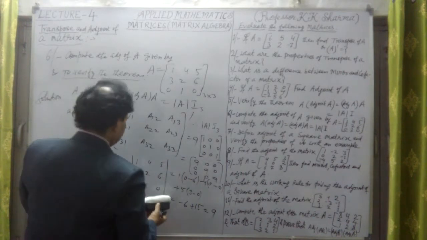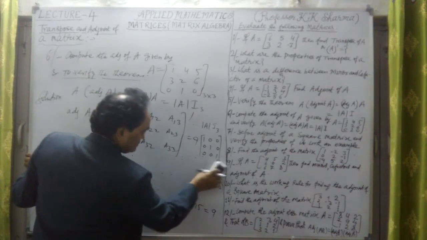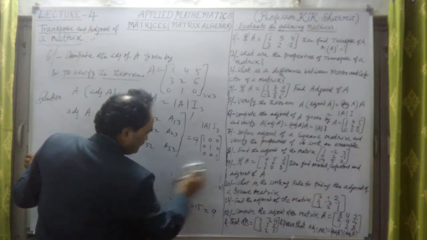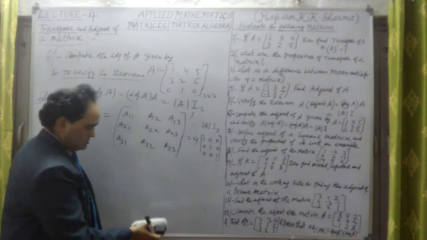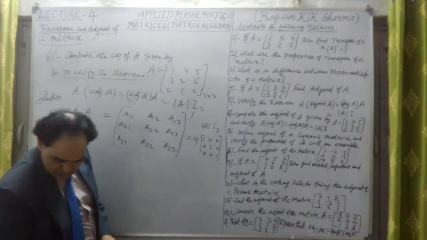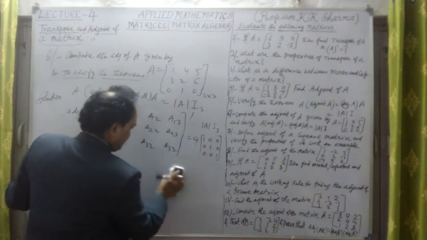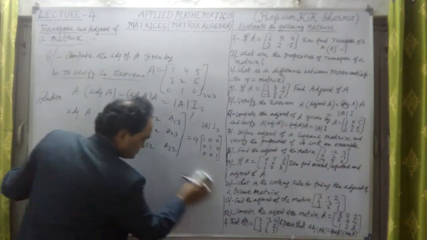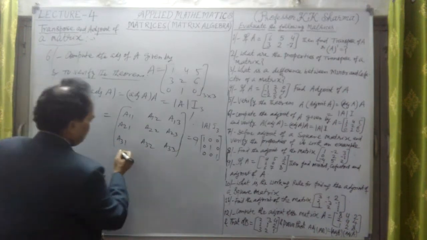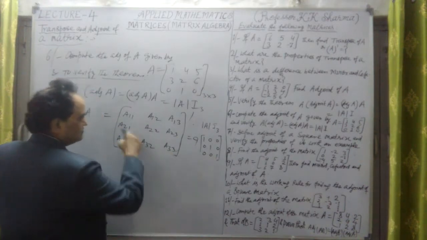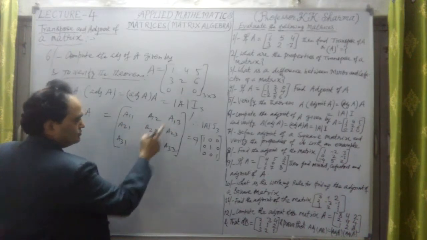So let me find out what the adjoint of A is. For that we have to find the cofactors. What are the cofactors? The matrix of cofactors, all these values we have to calculate. After that, the adjoint of A will be calculated by transposing this whole matrix of values.